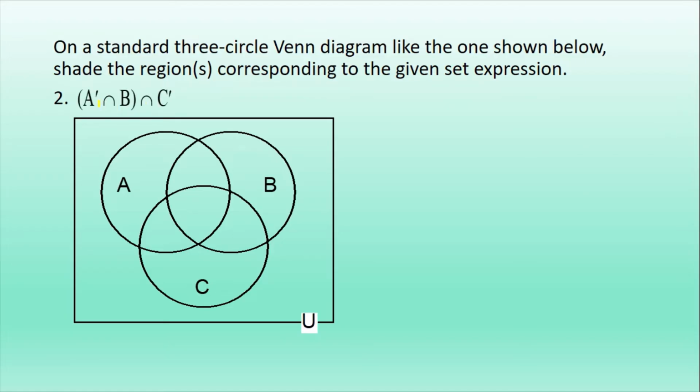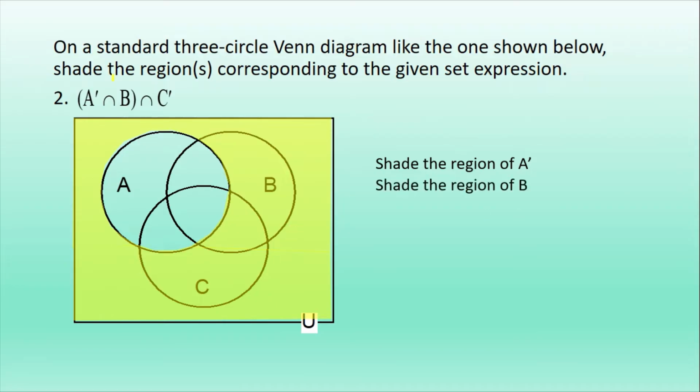So find the A complement intersection B intersection of C complement. So again, we have to shade the region of A complement. So kapag ito yung A, take note, yung nasa labas lang niya yung isi-shade natin, yun yung A complement. Okay, so ito yung A complement natin. The next, shade the region of B. So ito na. Okay, yung region of B, yung bilog lang. Hindi yung nasa labas kasi wala siyang complement.